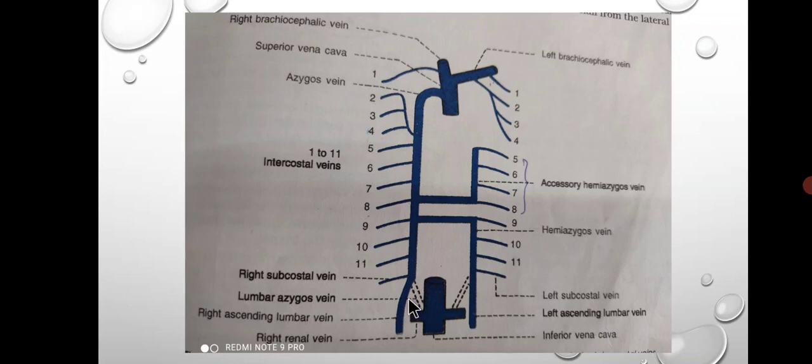Okay, in some cases, in the lower part of the abdomen, there may be a lumbar azygous vein communicating the junction of these two to the renal vein. Okay, so how is this azygous vein formed? It is formed by the right ascending lumbar veins and the right subcostal vein. So this is the azygous vein. This azygous vein finally drains into the posterior aspect of the superior vena cava.